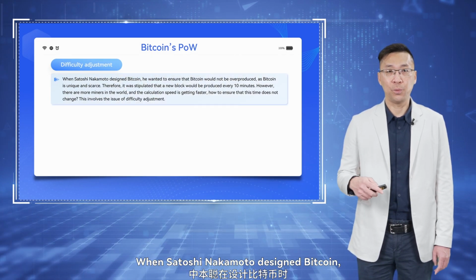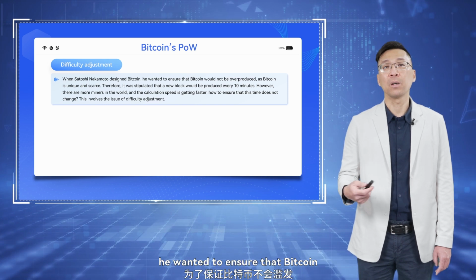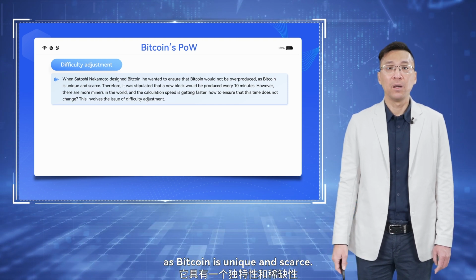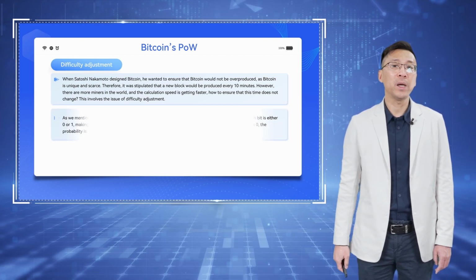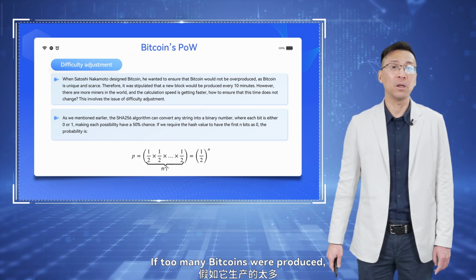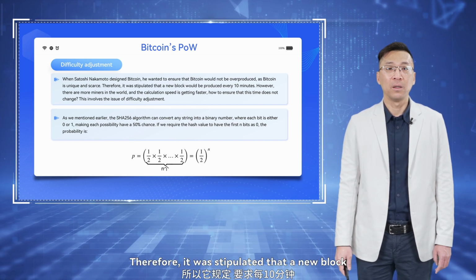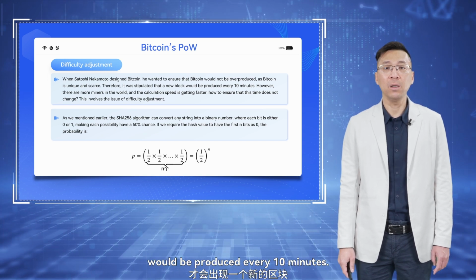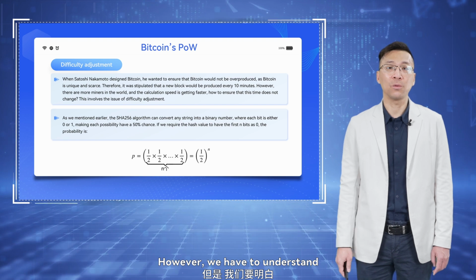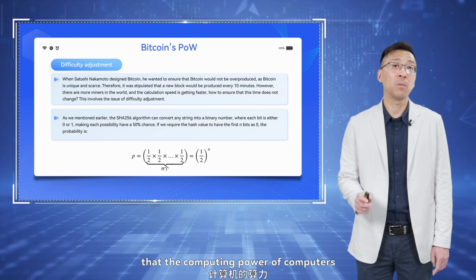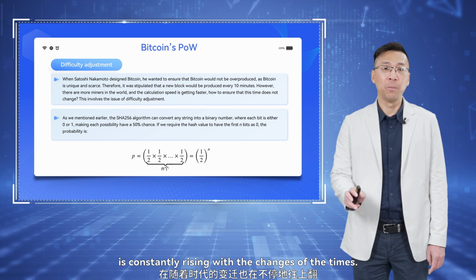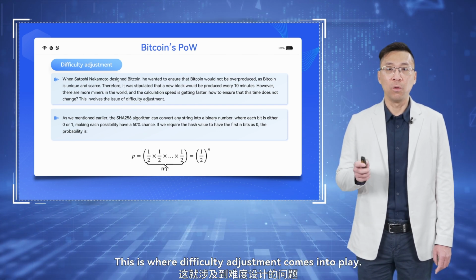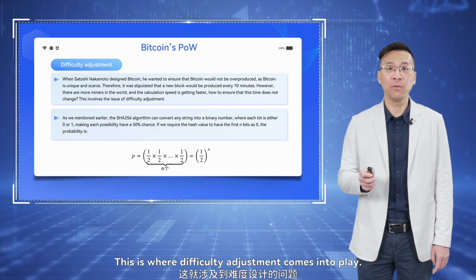When Satoshi Nakamoto designed Bitcoin, he wanted to ensure that Bitcoin would not be overproduced, as Bitcoin is unique and scarce. If too many Bitcoins were produced, their value would decrease. Therefore, it was stipulated that a new block would be produced every 10 minutes. However, we have to understand that the computing power of computers is constantly rising with the changes of the times. How do we keep this time constant? This is where difficulty adjustment comes into play.